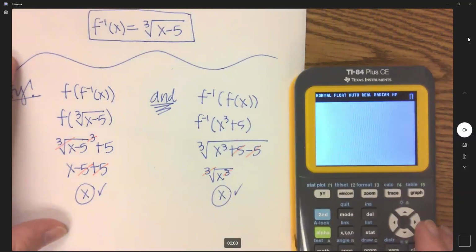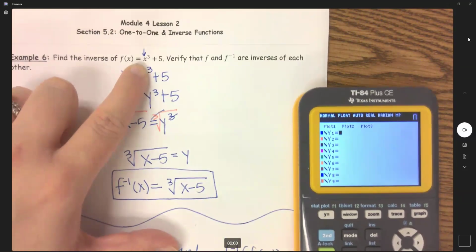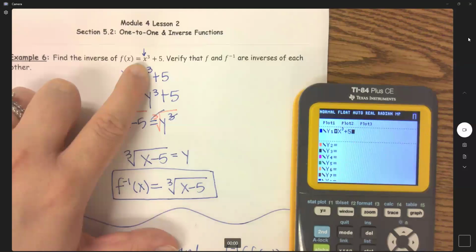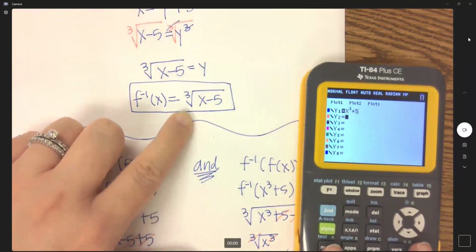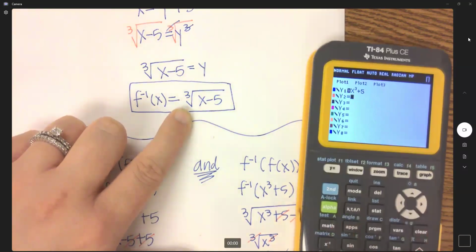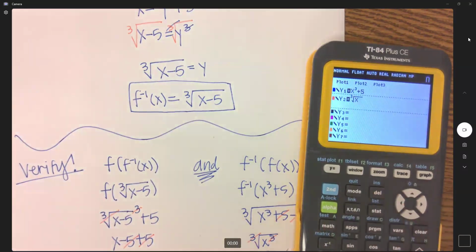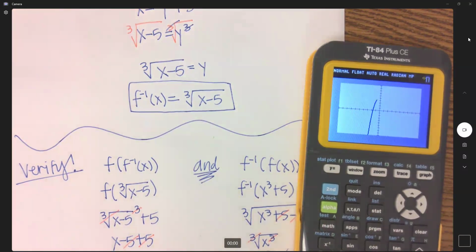And you can also verify this by using your graph. If I put in my function into my Y1, and then in place of Y2, I put in my inverse, which to get to the cubic root, we're going to hit math right here. It's number 4. And I'm going to go zoom 6 for a standard. There are my inverses.